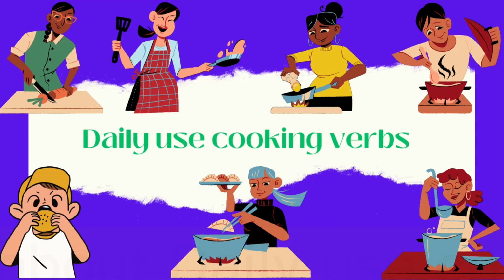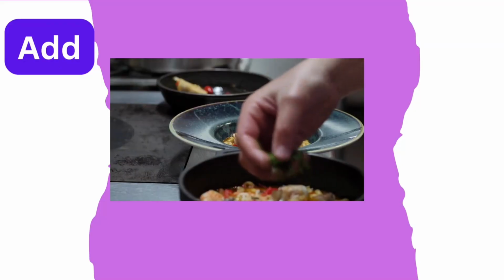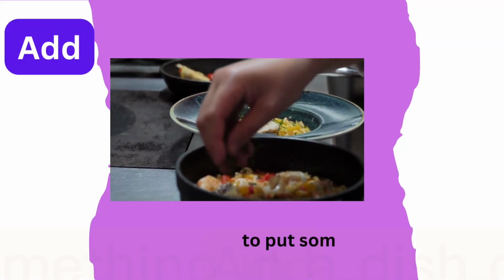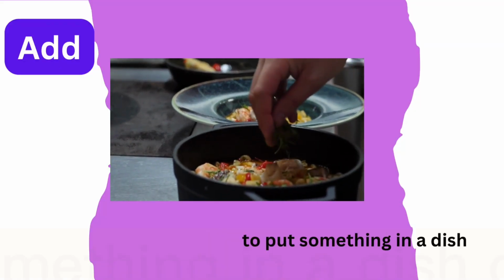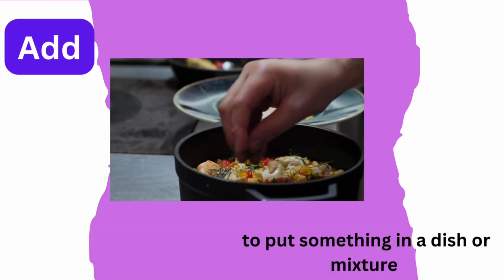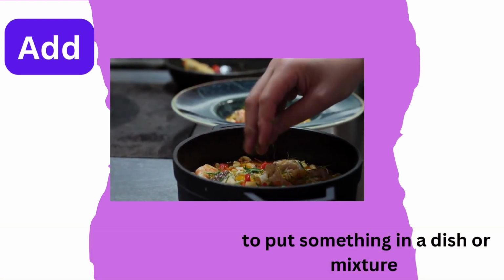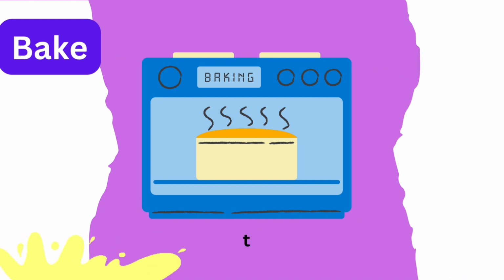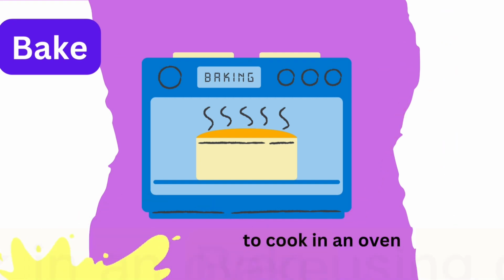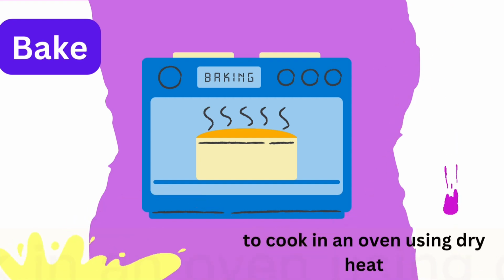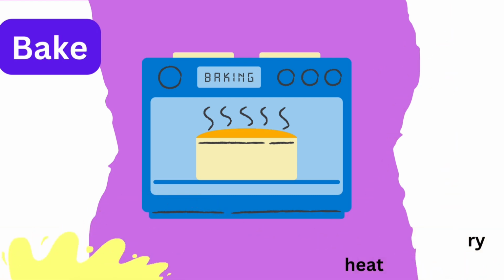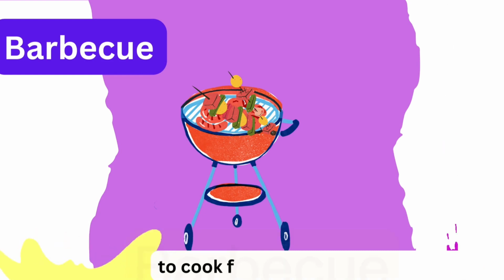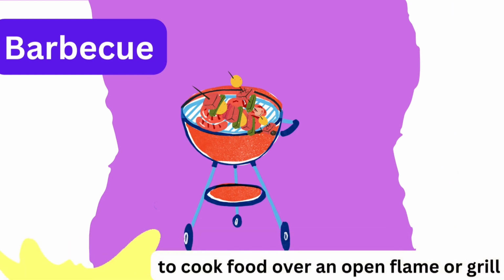Let's learn about daily use cooking verbs. Add: to put something in a dish or mixture. Bake: to cook in an oven using dry heat. Barbecue: to cook food over an open flame or grill.